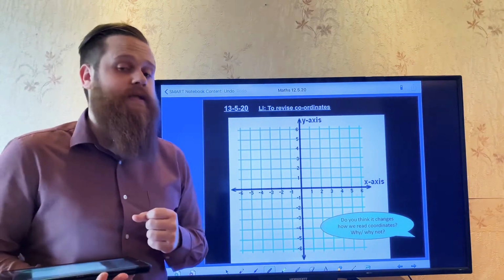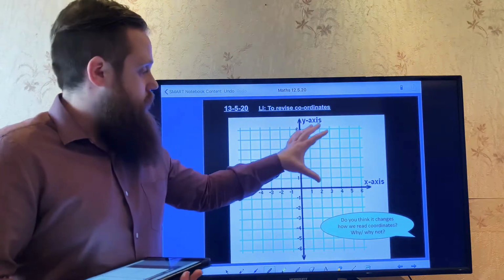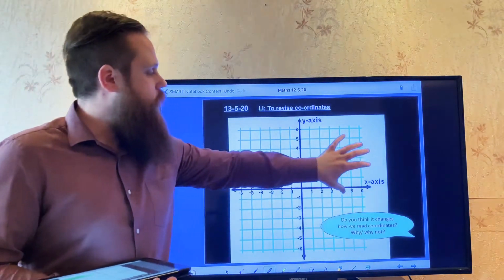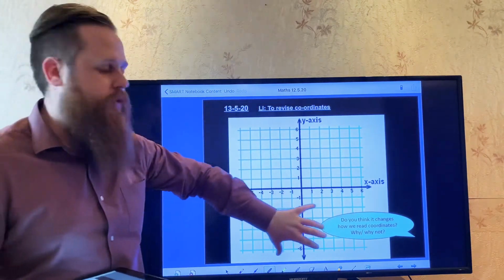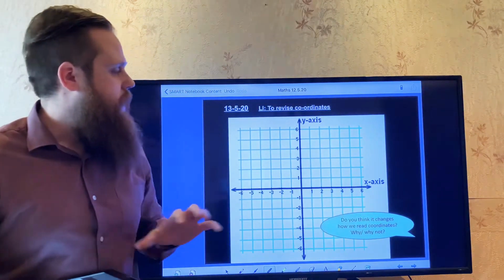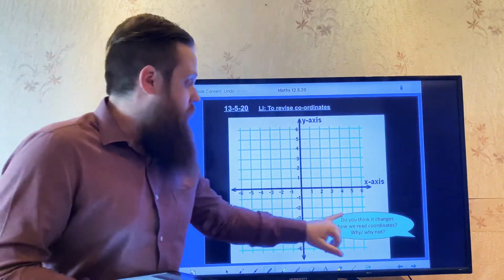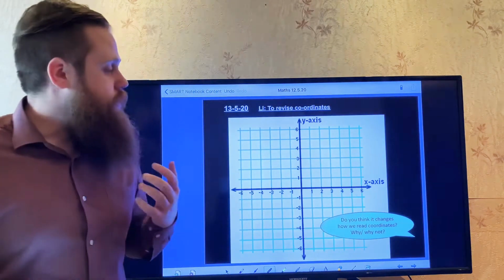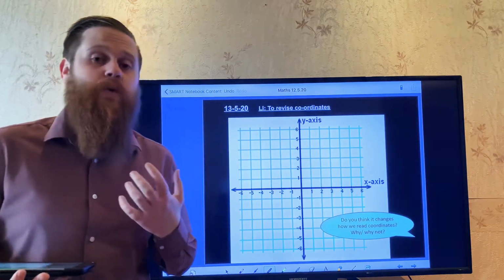Now then, we're revising coordinates today. This is a set of axes. We've got 4 different quadrants. Quadrant 1, quadrant 2, quadrant 3, and quadrant 4. And they each have their own individual values. Of course they do. Now then, it says here, key question. Do you think it changes how we read coordinates? Do you think it matters how we read them?